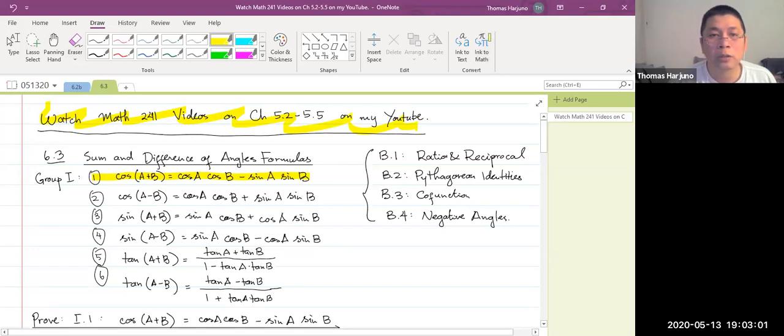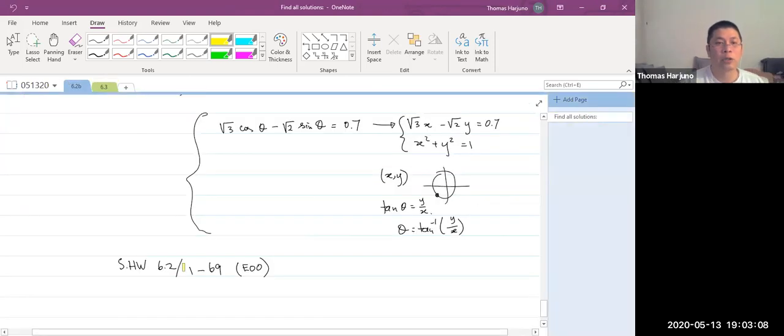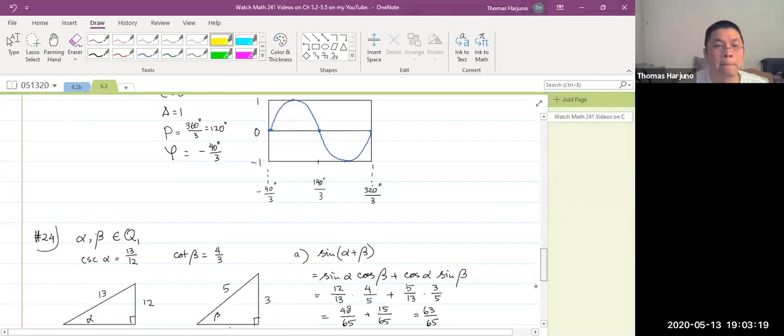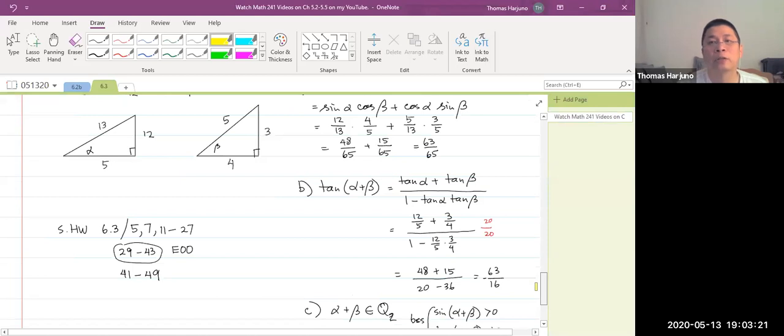Oh, what is the suggested homework for 6.2? Let's see. The suggested homework for 6.2 is number 1 to 69, every other odd. In case that you have not written it down, that's for 6.3 suggested homework.